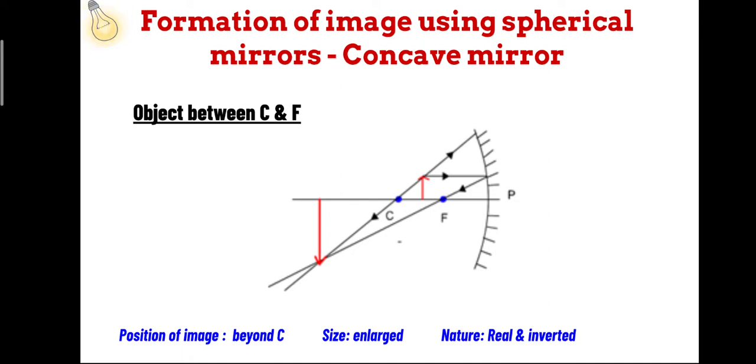As we bring the object closer to the mirror, we find that the image moves away from the mirror. Also, you will notice that the image size keeps on increasing. Here, if we place the object between C and F, we find that the image is formed beyond C and is enlarged, real and inverted.